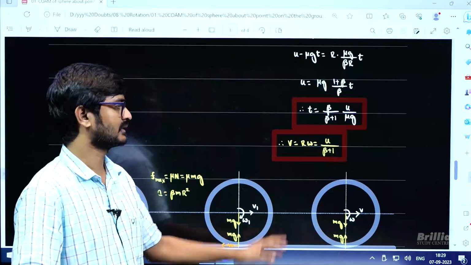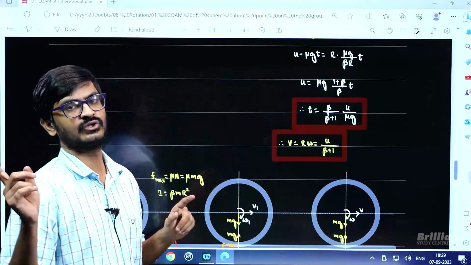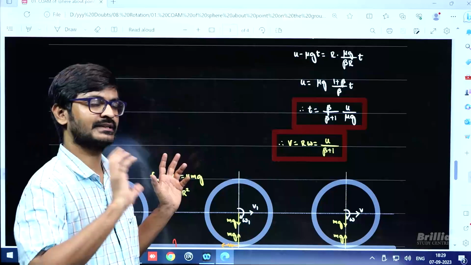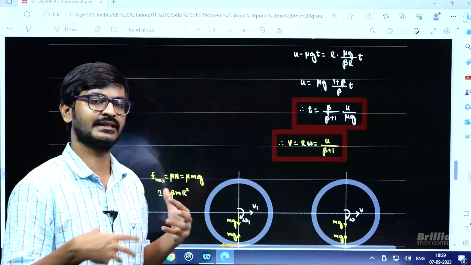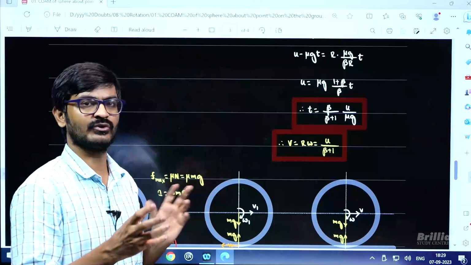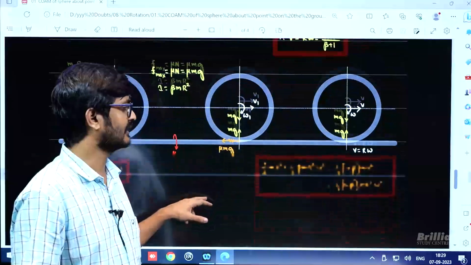So something is happening. At least it doesn't depend on the friction, that you can see. If friction is more, it is coming to that situation quickly. If friction is less, it is taking more time. So friction is playing a role only in the time, but it is not affecting the final situation.